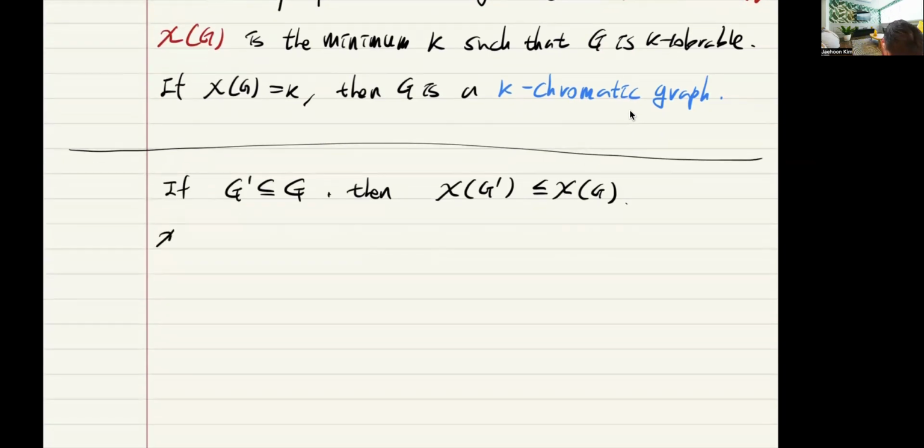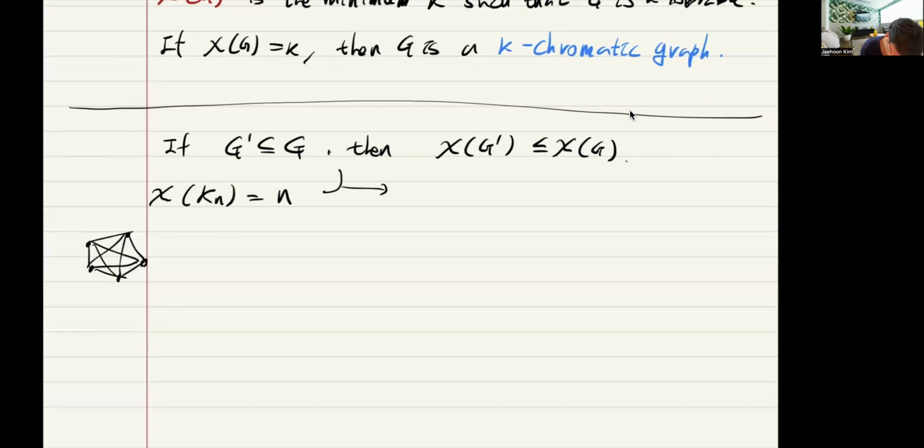And another pretty natural example is that if you consider the complete graph K_n, its chromatic number is n. Because if you have K_n, there are n vertices and everything is connected, so what do we get? Every vertex needs to get a different color. If we give two vertices the same color, then they are adjacent, so it's not a proper coloring. So you need n different colors, and n different colors are sufficient.